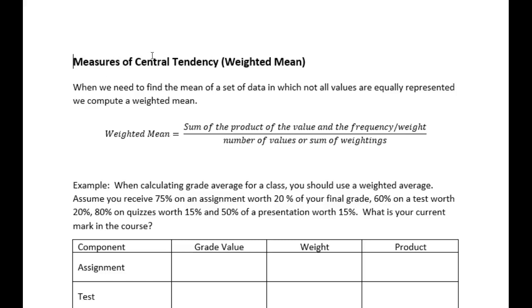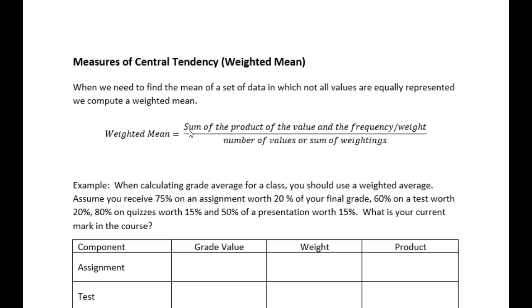Another measure of central tendency we're going to look at is something called a weighted mean. So we've looked at the arithmetic mean, which is adding them up and dividing by how many we have. But the weighted mean doesn't compute exactly the same, because you are giving a little bit more weight to things that aren't equally represented. So for example, if we need to find the mean of a data set where not all the values are equally represented, we compute a weighted mean. So it's like a fraction, but it's a little bit different.